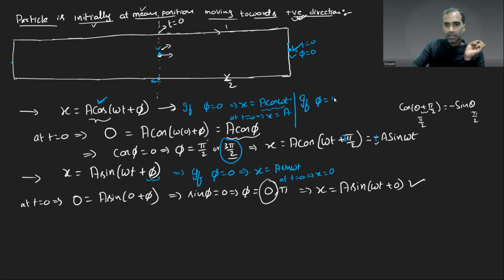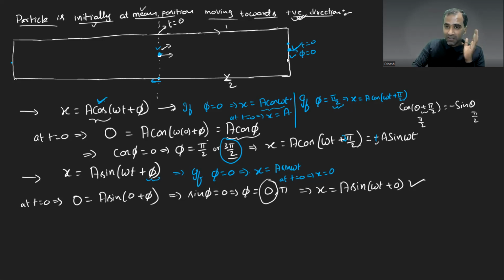If phase is pi by 2, then can you tell me what is displacement? A cos(omega t plus pi by 2). What is the initial phase? Pi by 2. Mind this, what is the initial phase? Pi by 2.